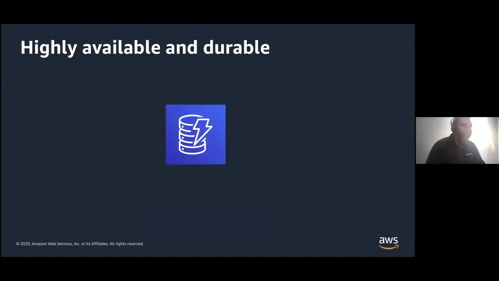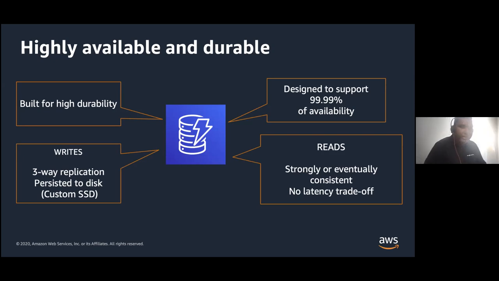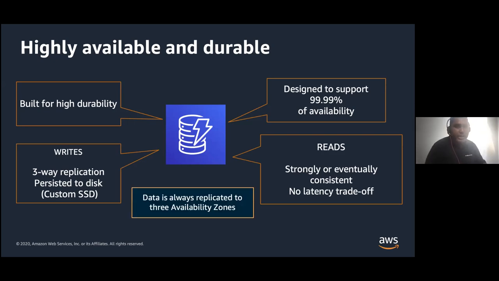So let's talk about high availability and durability in terms of DynamoDB. It's built in for high availability. It's designed to support 99.99% availability, so four nines. So 99.99% of the time, AWS is saying it's going to be available to you or to your application. In terms of writes, it's a three-way replication persisted to disk, on custom SSD. In terms of reads, strongly or eventually consistent with no latency trade-off with DynamoDB. Data is always replicated to three availability zones when you're using DynamoDB.